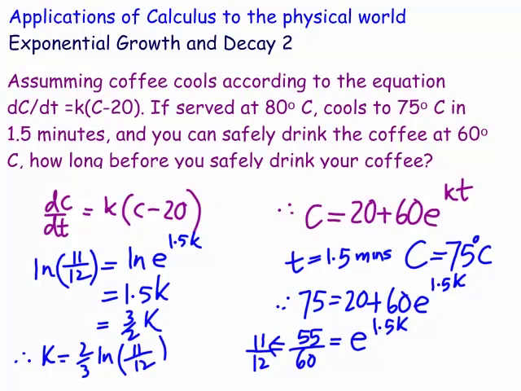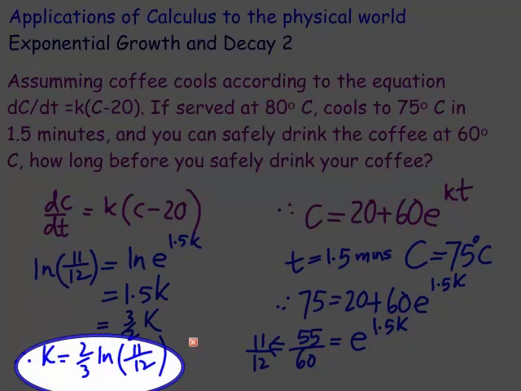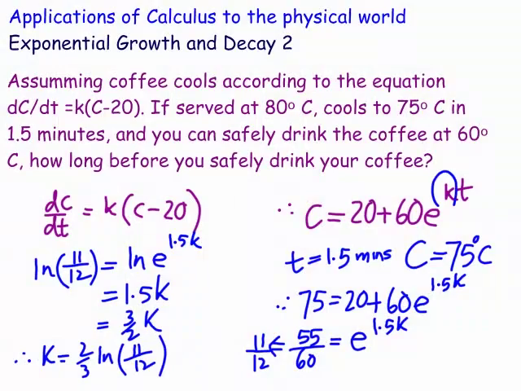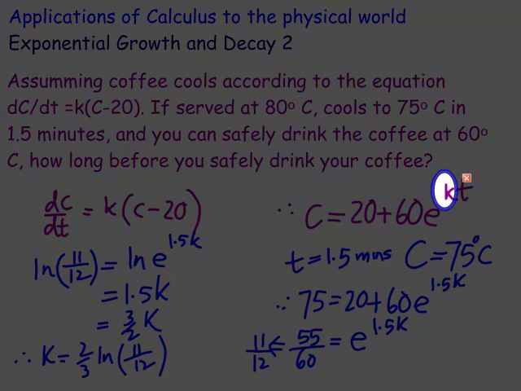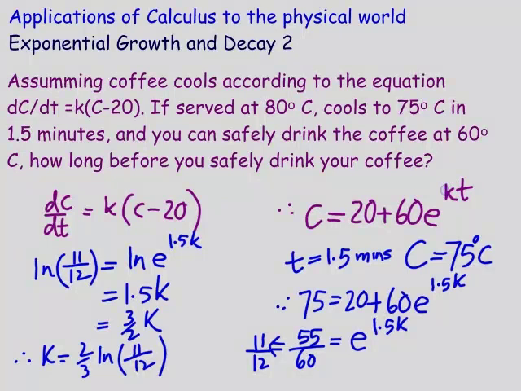Now, if you work that out, it's going to be a negative value, so the coffee's temperature is obviously decaying, or cooling. So this is the k value, and we're going to put it up here. This then gives us the coffee temperature at any particular time with that particular decay constant.